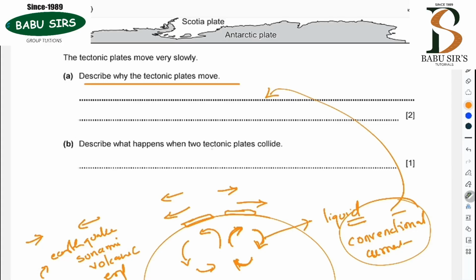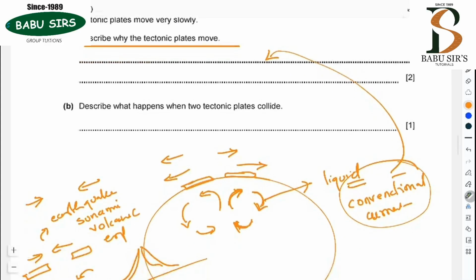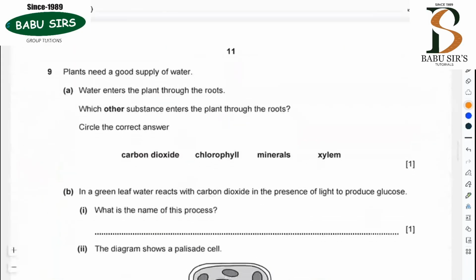Second is describe what happens when two tectonic plates collide. So I have written the answer here. You might get an earthquake, you might get a tsunami, or you might get a volcanic eruption. Let's move to question number 9.